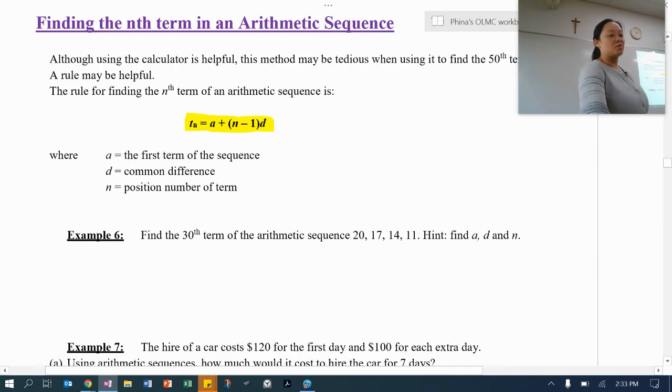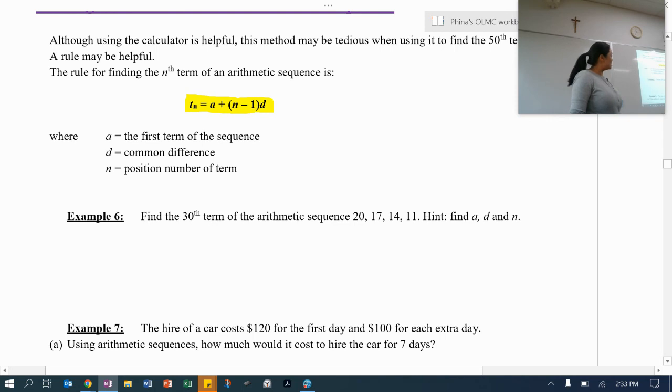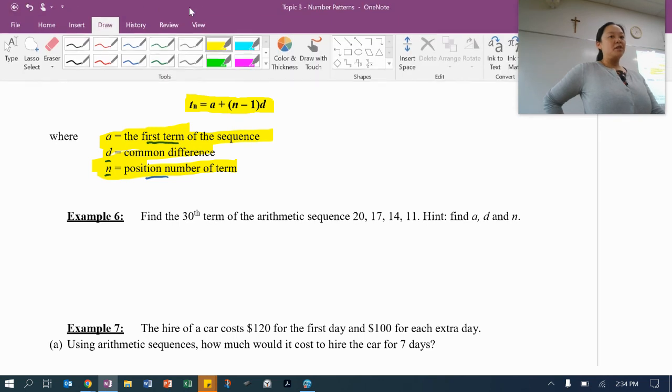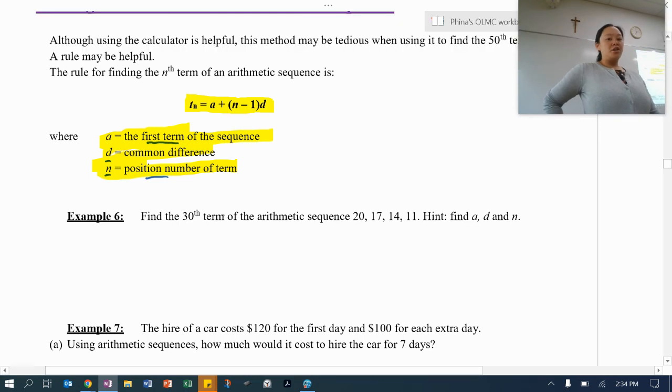And some other things as well. So, for example, number 6 says find the 30th term of that particular sequence: 20, 17, 14, 11. So the first thing we need to do is find what we call A. A is defined as the first term of the sequence. D is the common difference, so that's the amount you're adding or subtracting by. And then N is your position number of the term. So it may be worth highlighting these definitions as well. The formula will help you work it all out, and we'll be using your CAS to solve it as well. So we've got find the 30th term.